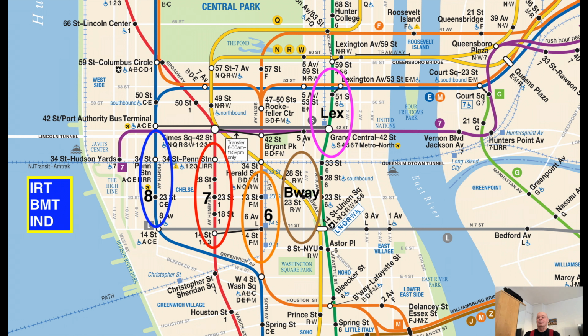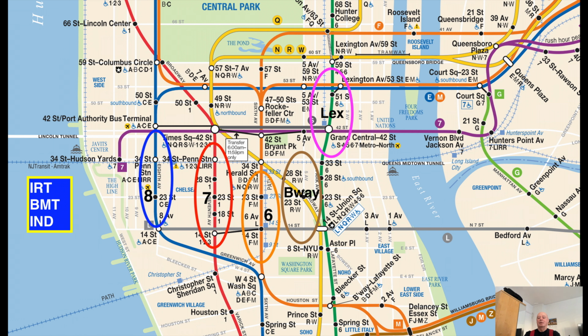The 7th Avenue line, which runs on 7th Avenue. Why not? The 6th Avenue line, which runs on 6th Avenue. The Broadway line, which runs under Broadway. The Lexington line, which runs on Lexington Avenue. But things don't stay that way for long. That's just in kind of midtown.